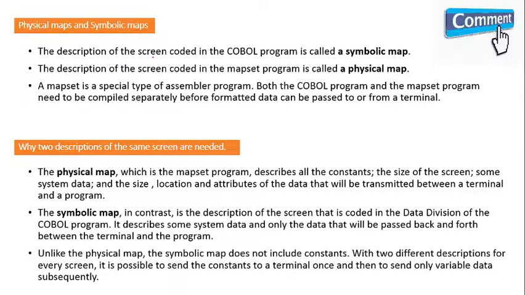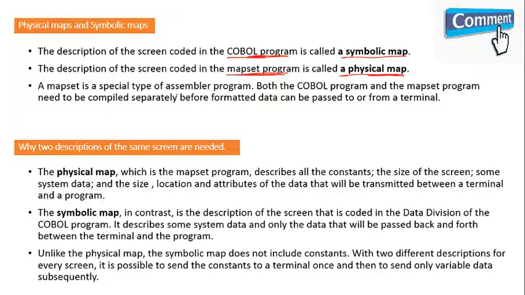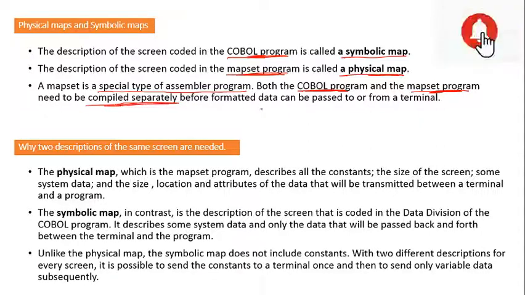The description of the screen coded in the COBOL program is called a symbolic map. The description of the screen coded in the mapset program is called a physical map. A mapset is a special type of assembler program. Both the COBOL program and the mapset program need to be compiled separately before formatted data can be passed to or from a terminal.